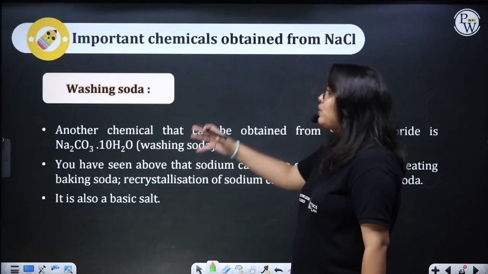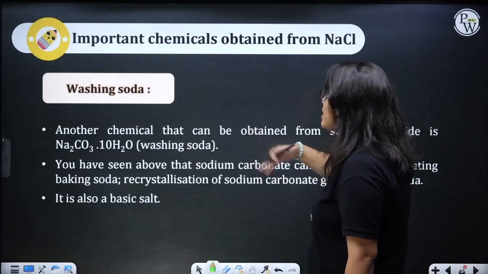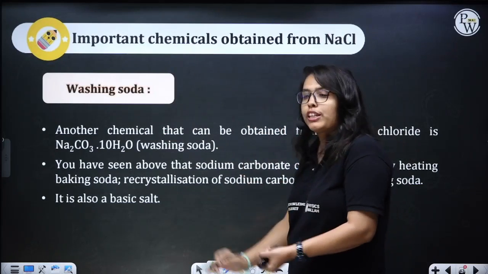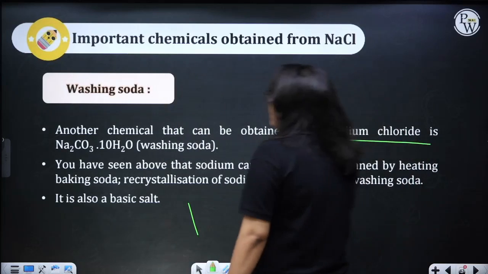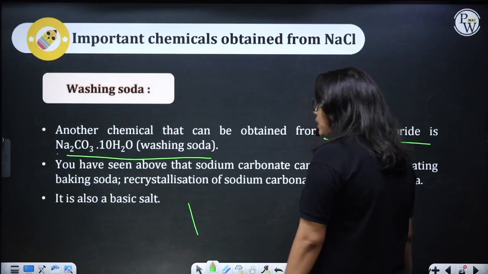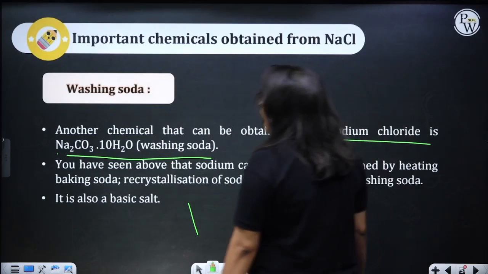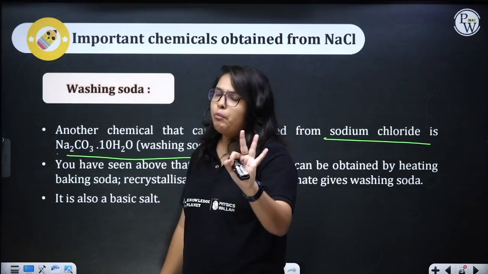And looking at washing soda, as the name itself suggests, it is used in washing. The chemical name of washing soda is sodium carbonate. It's sodium carbonate decahydrate because it has 10 water molecules. Now, what is decahydrate? I'll help you understand that.